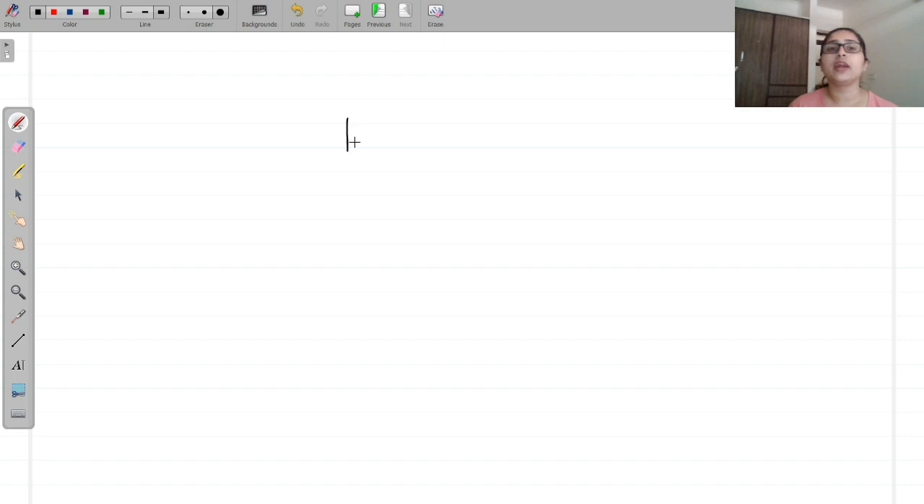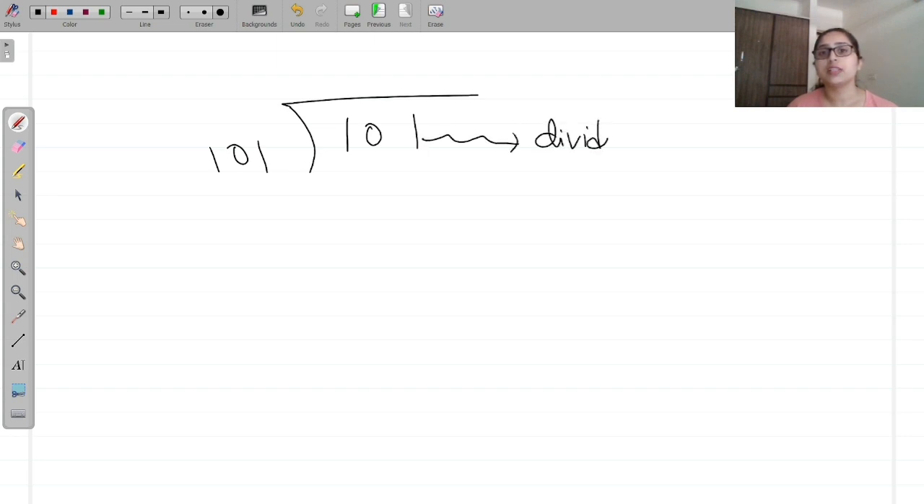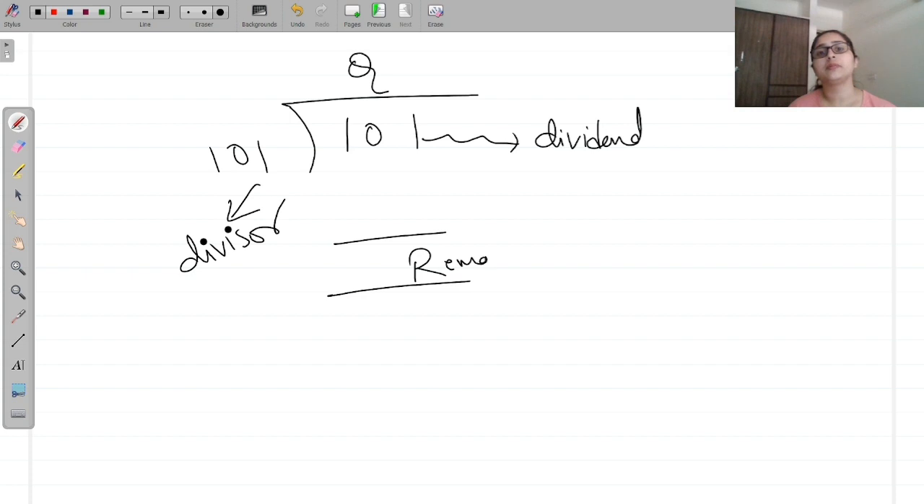Suppose you have 101 divided by 101. This is the long division method. This is my dividend. This is my divisor. Here you are going to get the quotient and here you are going to get the remainder. So 101 into 1 will be 101. So I will take directly 1 and I will write 101. The remainder is 0. So quotient is 1, remainder is 0.